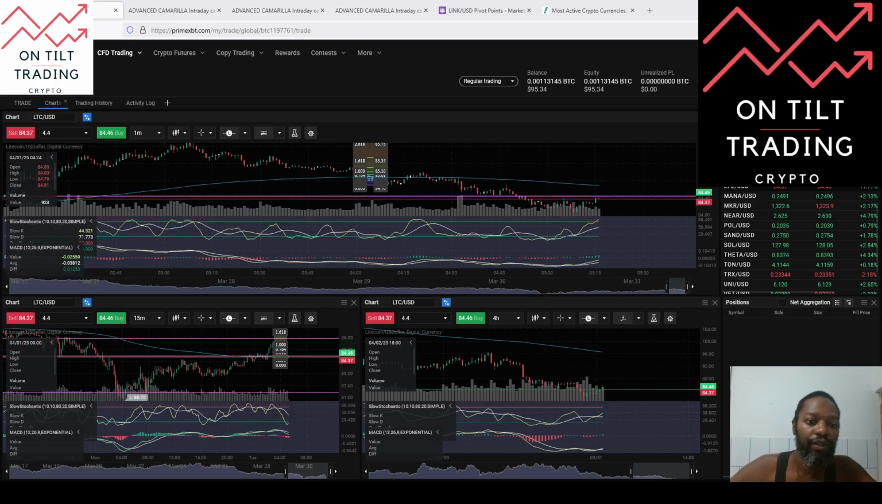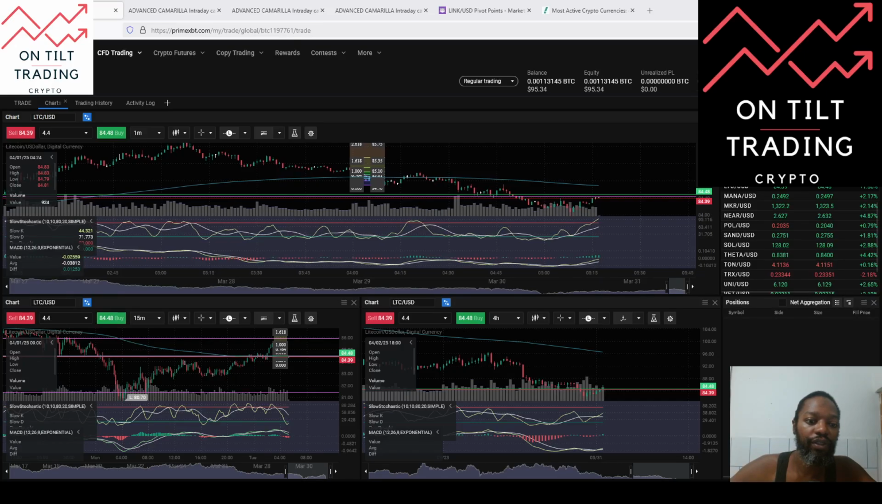Here on the 15-minute chart, I notice LITECOIN setting up on the Camarilla pivots here, at the R3 level. My trade idea is an R3 to an S3 short trade.